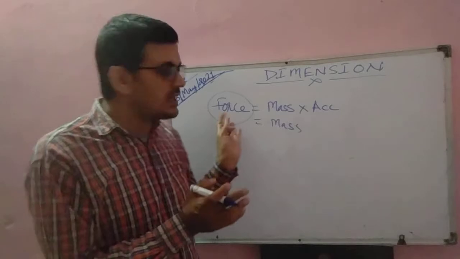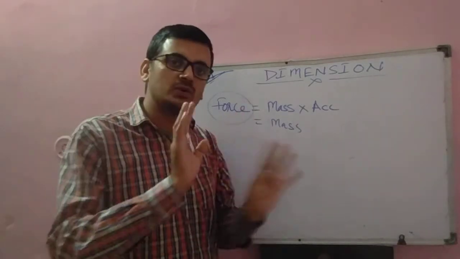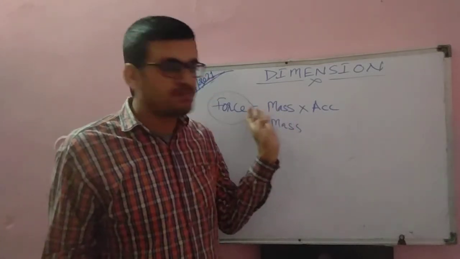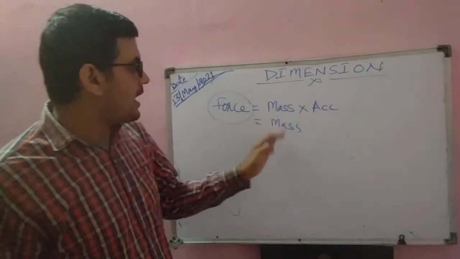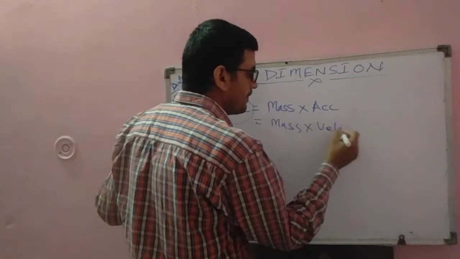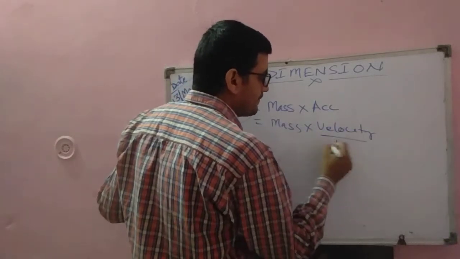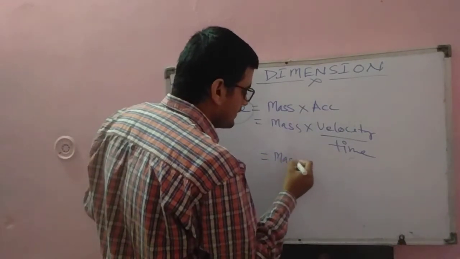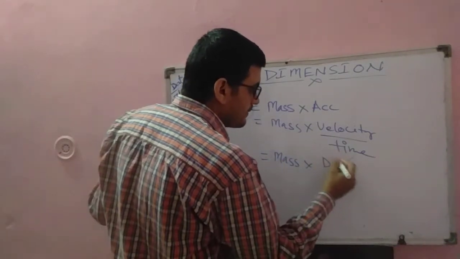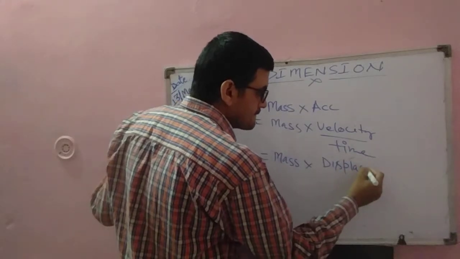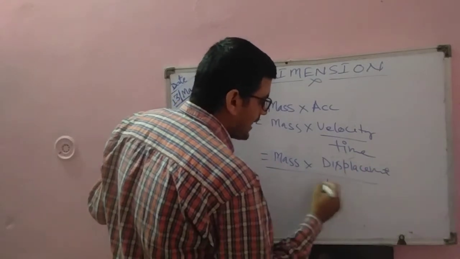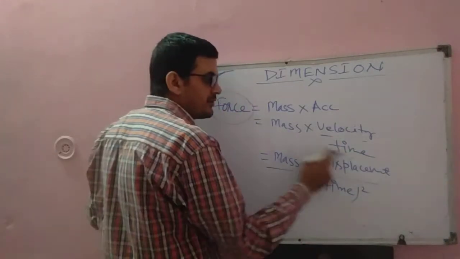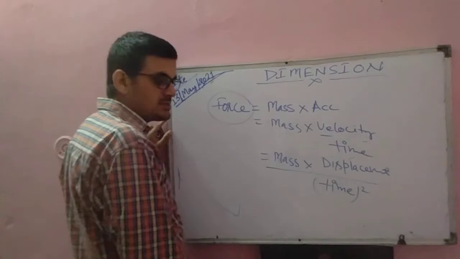I could have directly said that the unit of force is Newton. You all know the unit of force is Newton. But I am expanding it here. So mass, acceleration will be velocity upon time. Again mass, velocity equals displacement upon time square, because velocity equals displacement upon time and we already have one time, so it will be time square.